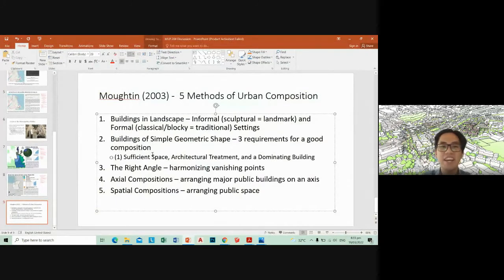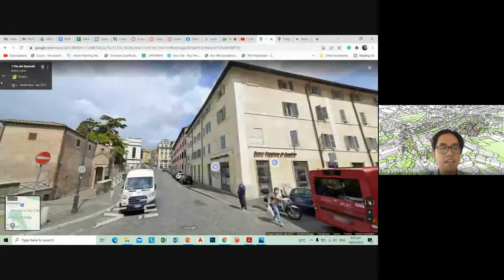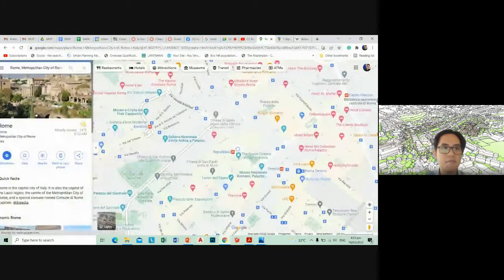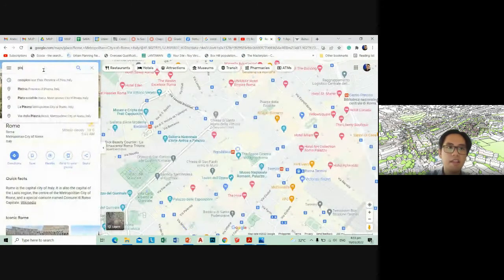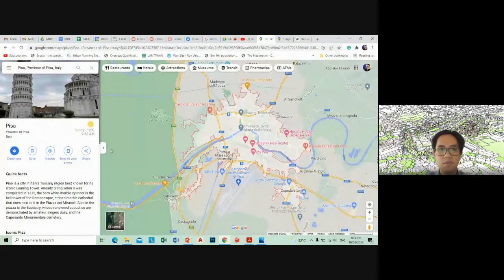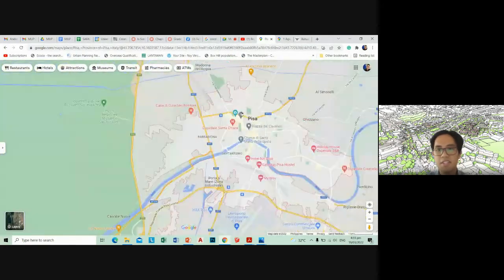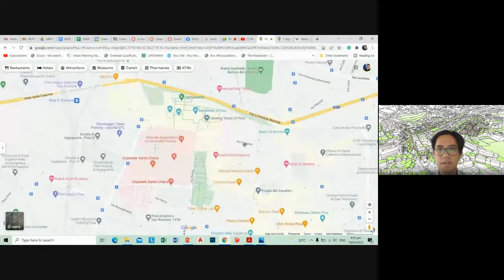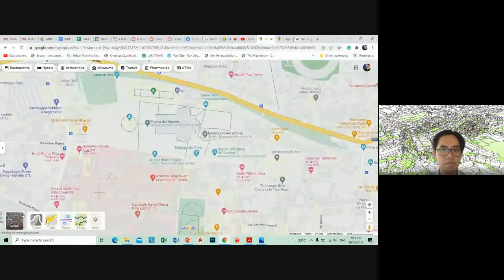I'll go faster. The second method is buildings of simple geometric shape, and the example for this would be the Pisa complex. The Pisa complex in Italy. No, not Italy, Florence. There we go. Where am I? Here we go.